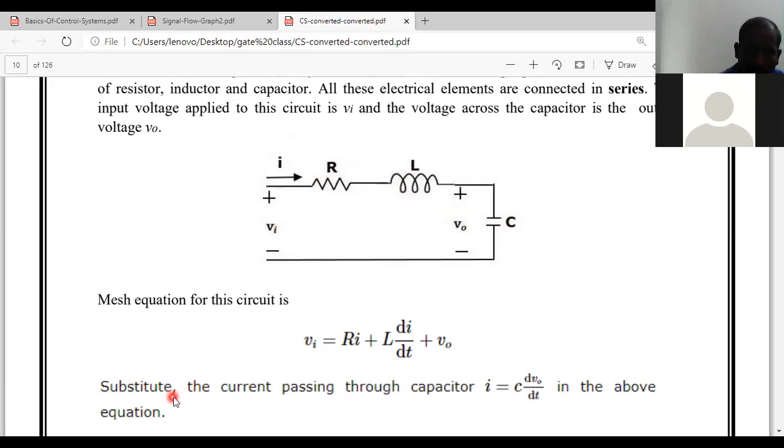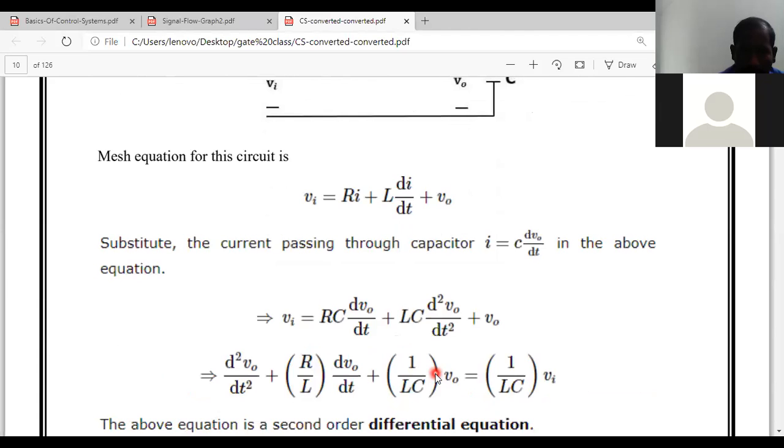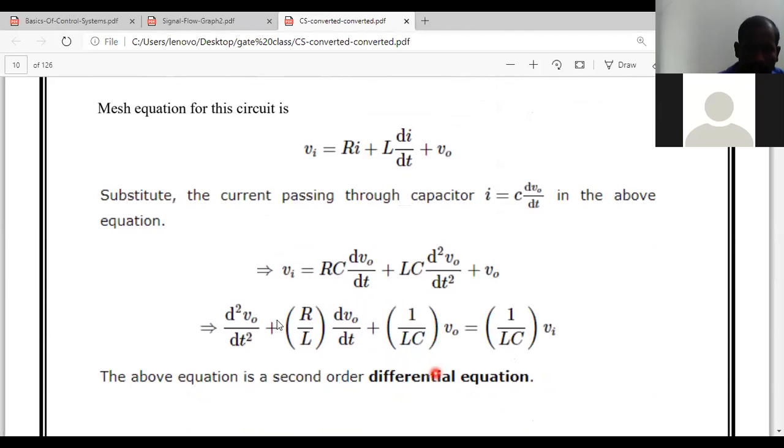Here we know that the current through the capacitor is I equal to C into dV naught by dt. Substituting I equal to C dV naught by dt, we get Vi equal to RC dV naught by dt plus LC d square V naught by dt square plus V naught. So this is a second order differential equation, right?